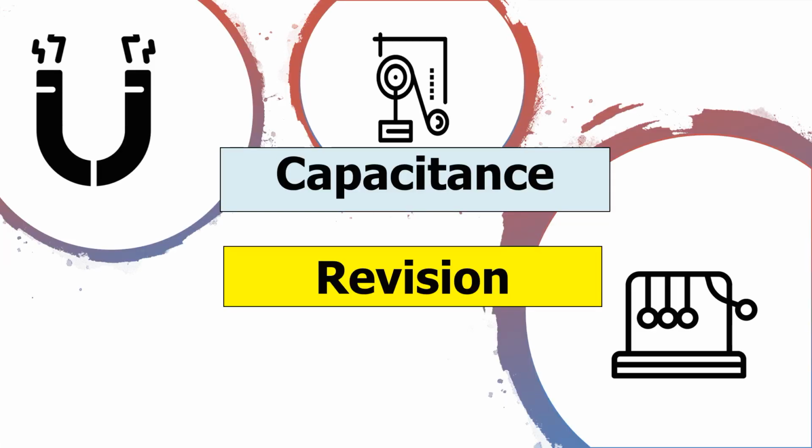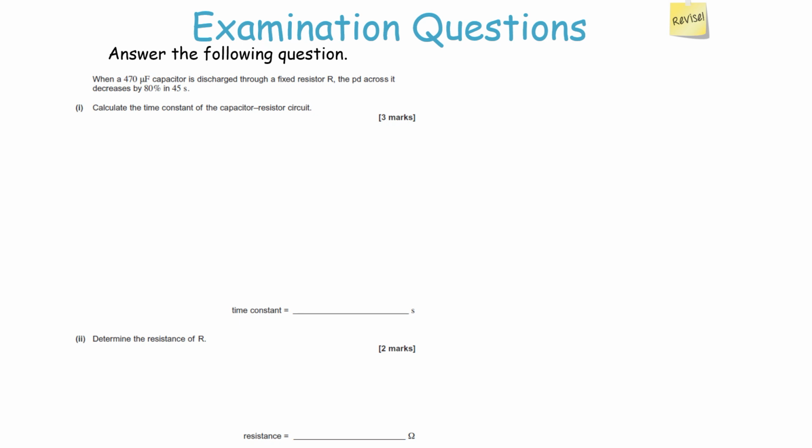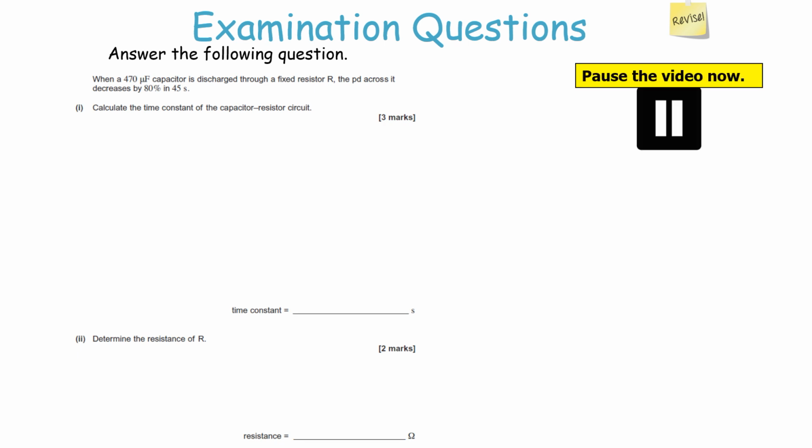Next, we're now going to look at some questions to do with capacitance. So look at the following question. When a 470 microfarad capacitor is discharged through a fixed resistor R, the PD across it decreases by 80% in 45 seconds. Calculate the time constant of the capacitor resistor circuit, then determine the resistance of R. So pause the video now, then unpause the video when you want to go through your answers.